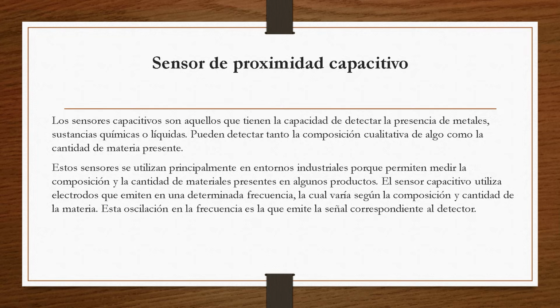The capacitive sensor uses electrodes that emit a certain frequency which varies according to the composition and amount of matter. This oscillation in frequency is what emits the corresponding signal to the detector.